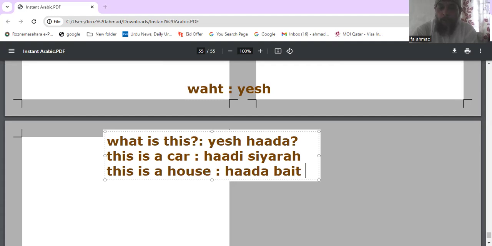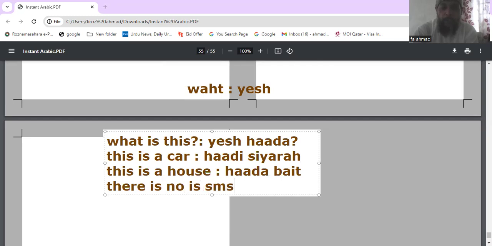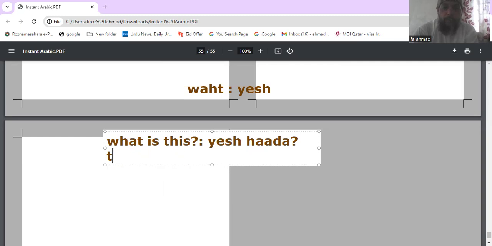And also note, in Arabic there is no "is" verb in this kind of sentence. So "hada bait". This is a house.